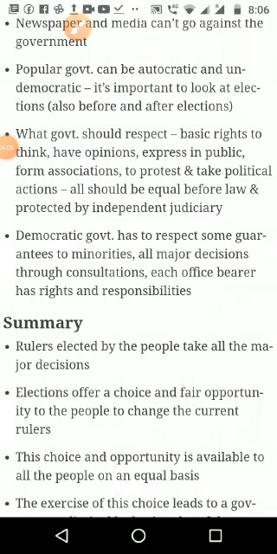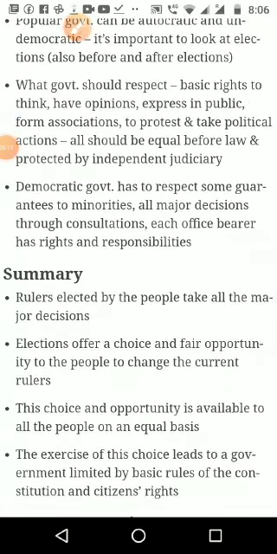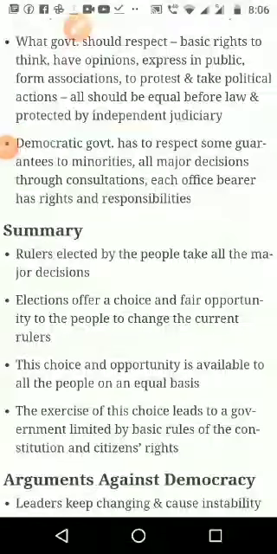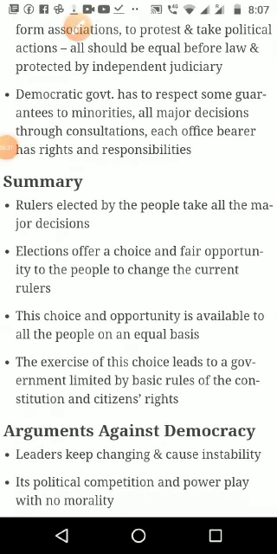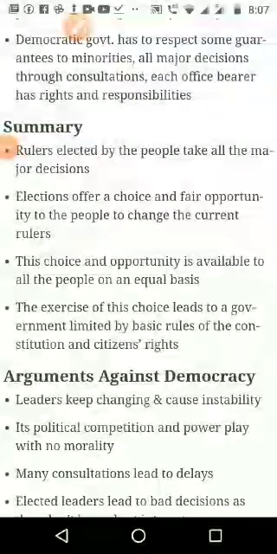A popular government can be autocratic and undemocratic, so it's important to look at the elections, and also at what happens before and after elections. The government should respect basic rights: the right to think and express opinions in public, and to form associations to protest and take political action. All should be equal before the law, protected by an independent judiciary. A democratic government has to respect some guarantees to minorities. All major decisions are made through consultation, and each office bears rights and responsibilities.